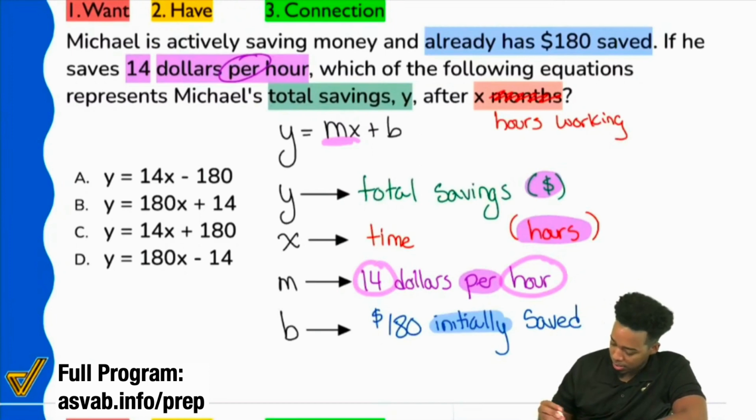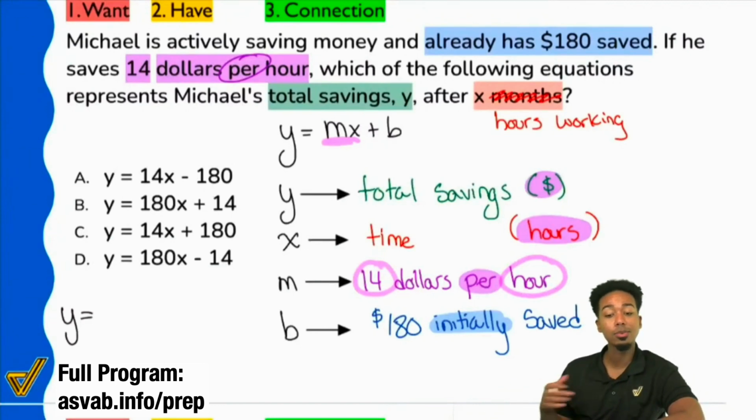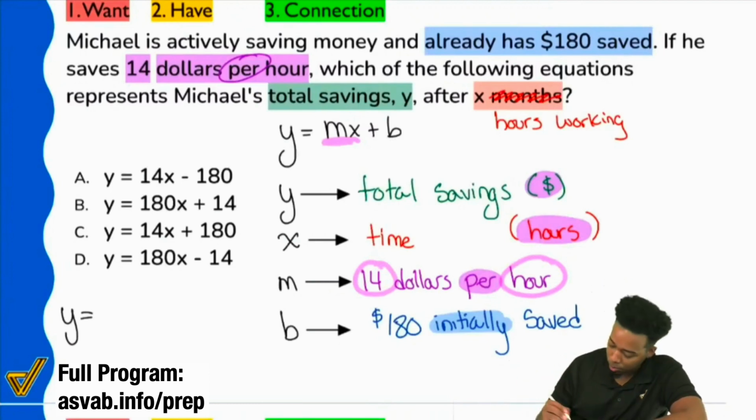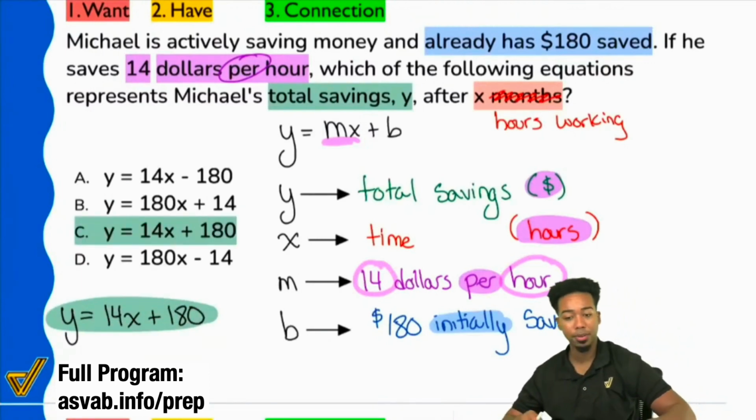But here, the correct answer would be this. Y equals mx plus b. Everyone, that 14, that rate, is that a positive 14 or a negative 14? And give me a reason why. You guys are saying all positive? Okay, great. But give me a reason why. Right, because we're saving and we're talking about the total savings. If we're saving money, that's adding money. So that 14 will be a positive 14. X plus the $180 that was already there. Boom. That's C. And we're good.